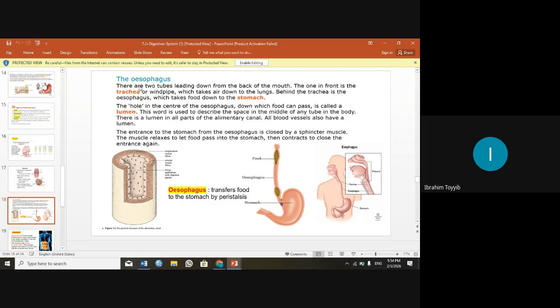So look at the esophagus. There are two tubes leading down from the back of the mouth. The one in front is what? It is the trachea or windpipe. That's the pharynx we see. The trachea takes air down to the lungs. Can you see the pharynx? So this is the trachea, the windpipe. Behind the trachea is the esophagus, which takes food to the stomach.